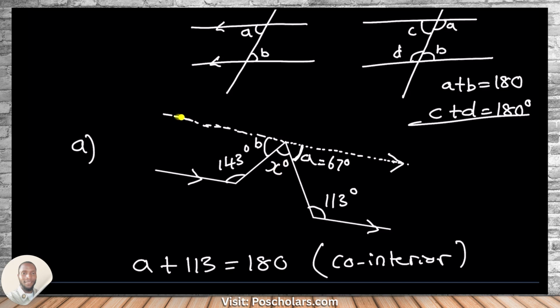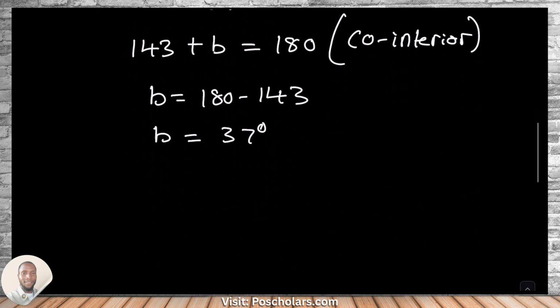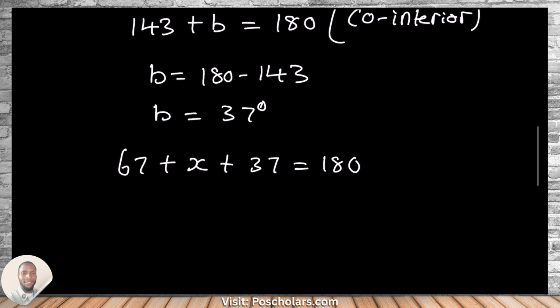Using the concept of straight angle, the sum of angles on a line is 180. So the angle from here to here is equal to 180. But now we know this part of the angle, and we are left with this part. So what we can do is 67 plus x plus 37 sums up to 180. So let's do that. 67 plus x plus 37 equals 180 degrees.